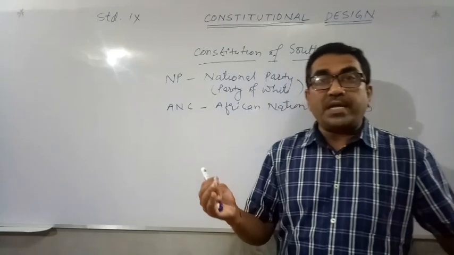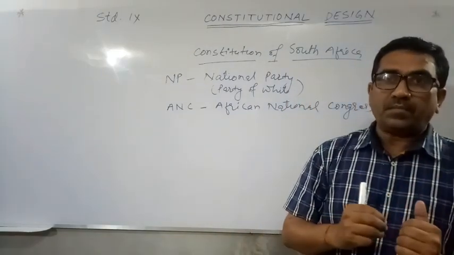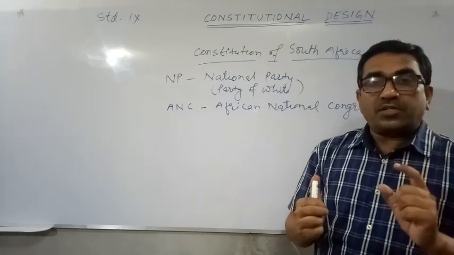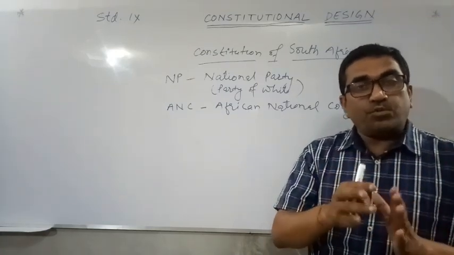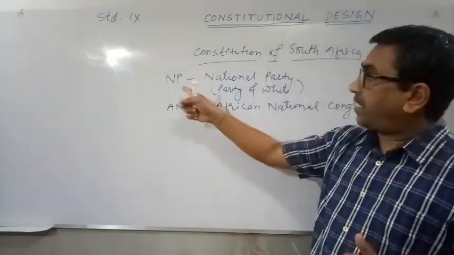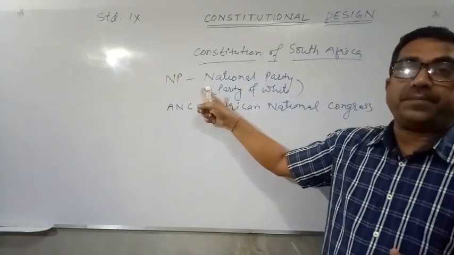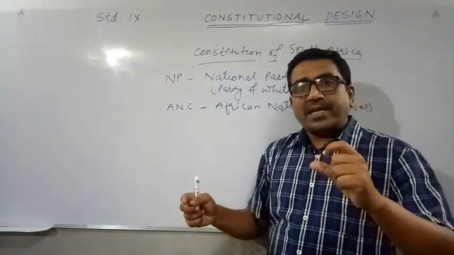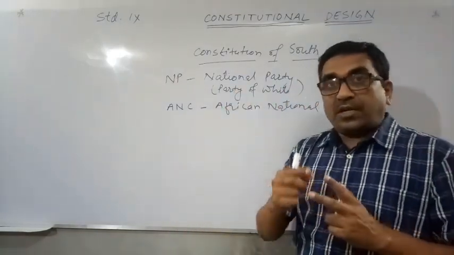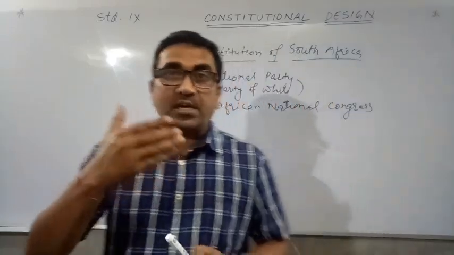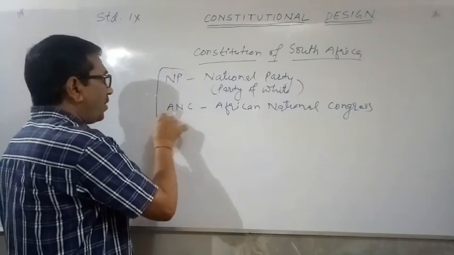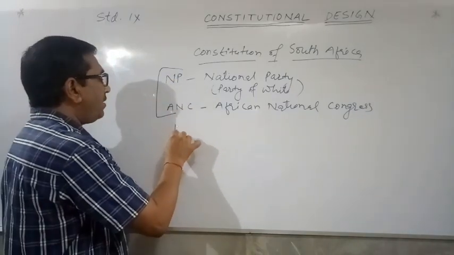Under pressure from the international forum, it became evident that apartheid rule had to come to an end. F.W. de Klerk, who was the head of the National Party, the white party, made moves in 1990. See the chronology, see the events. These two parties we are talking about.